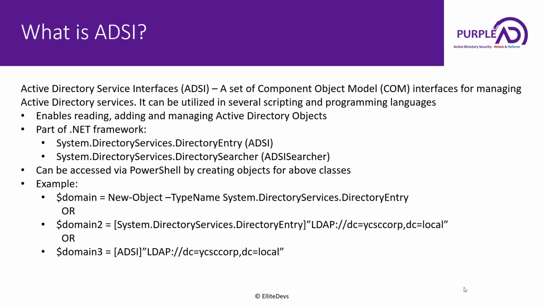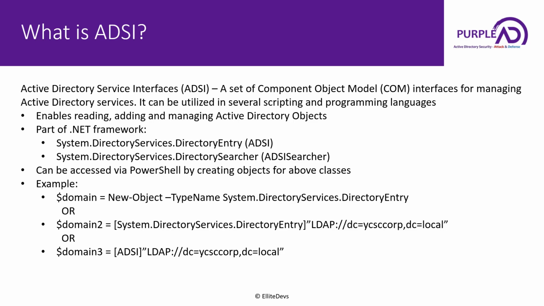The beautiful thing about ADSI is that it can be used from any scripting language or programming language that you are comfortable with. It is also available as part of .NET framework. And in .NET framework, if you want to use ADSI, you can use these two classes, which are system.directoryservices.directoryentry for ADSI and system.directoryservices.directorysearcher for ADSI searcher. Now using ADSI, you can create, delete or modify objects, and using ADSI searcher, you can retrieve information from Active Directory or search any objects within the Active Directory.